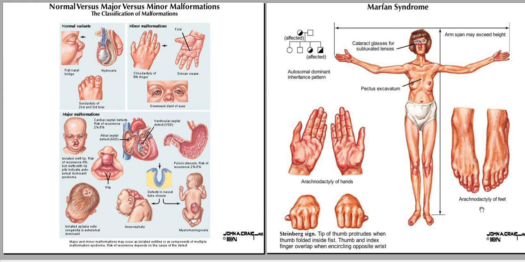Alright, the arachnodactyly of the feet too, and that of the hands, and there could be the Steinberg sign. The tip of the thumb protrudes when the thumb is folded inside a fist. When from a fist, the thumb protrudes over here. So the thumb and index finger overlap when encircling the opposite wrist too.